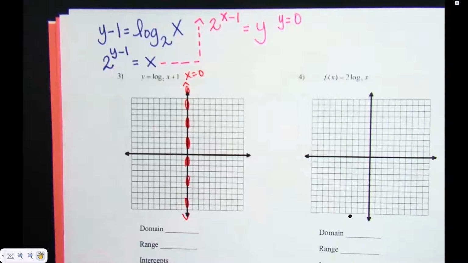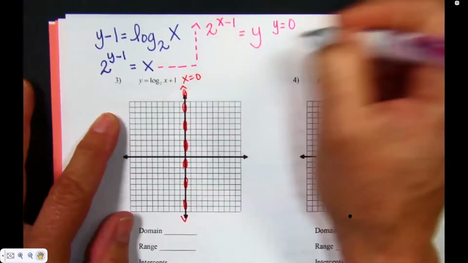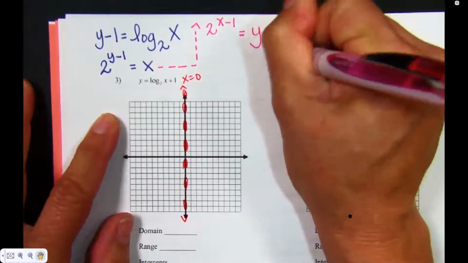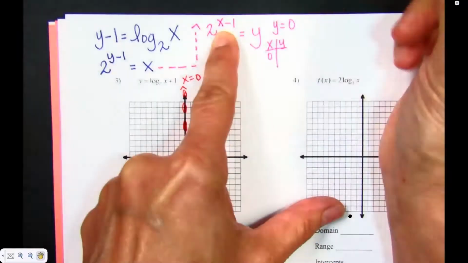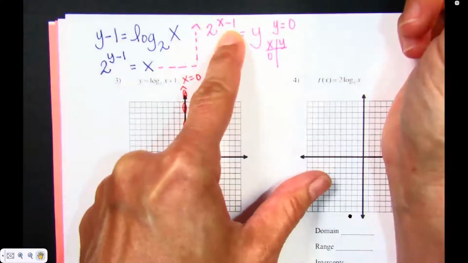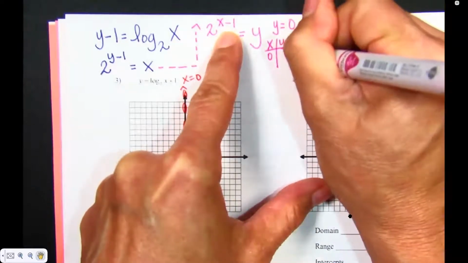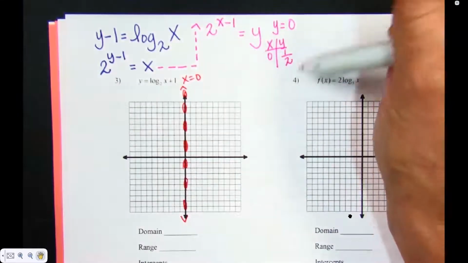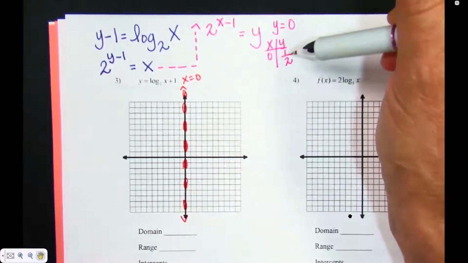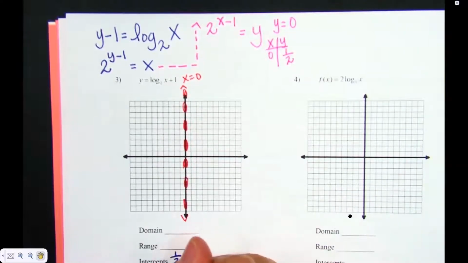All right, now let's go ahead and take a look at some ordered pairs using my tool right here. If I plug in a 0 here, this is going to be 0 minus 1. 0 minus 1 is 2 to the negative first power. So this would have an output of 1/2. So my y-intercept would be 0, 1/2, which means my x-intercept is 1/2, 0.